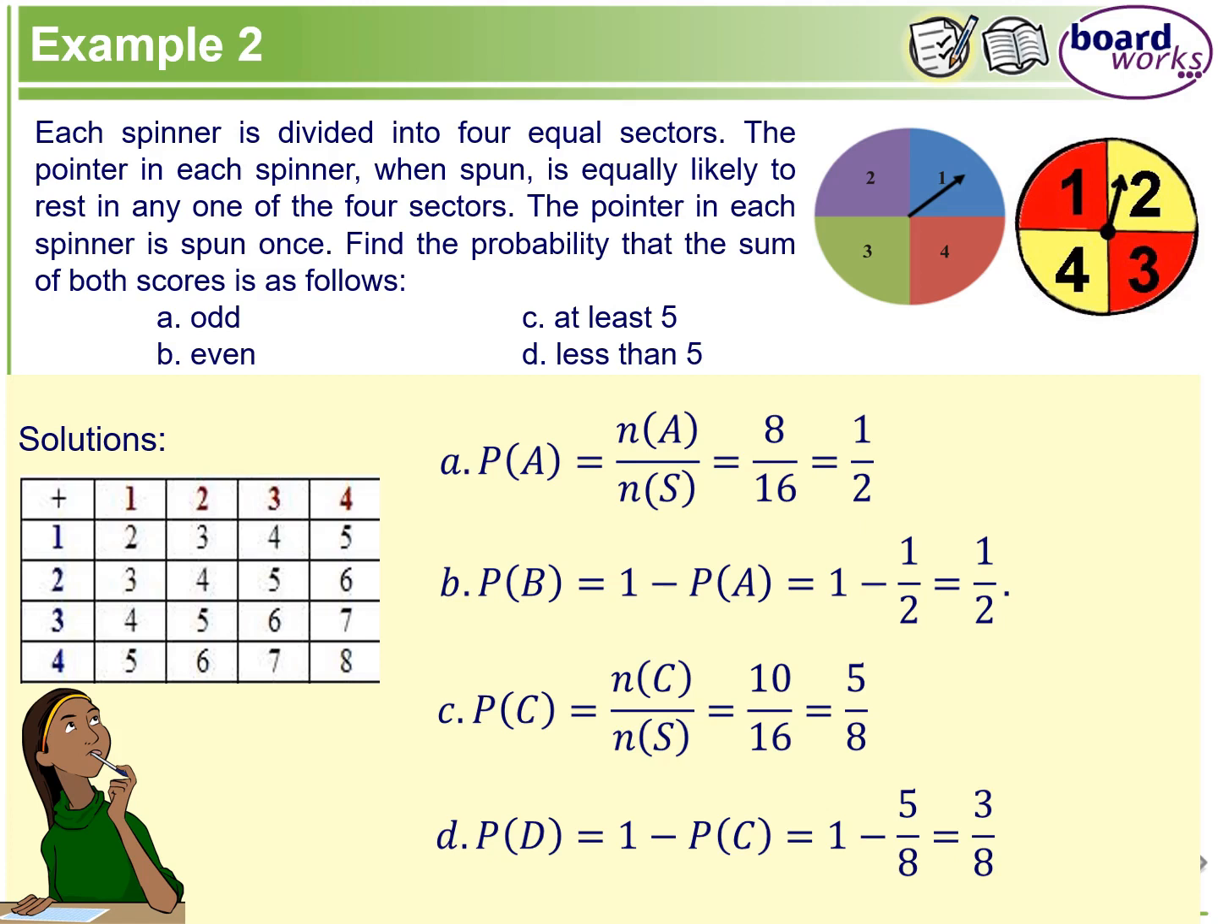Or you can just count how many of the sums are less than 5. So we have 1, 2, 3, 4, 5, 6. So 6 over 16, that is equal to 3 over 8.